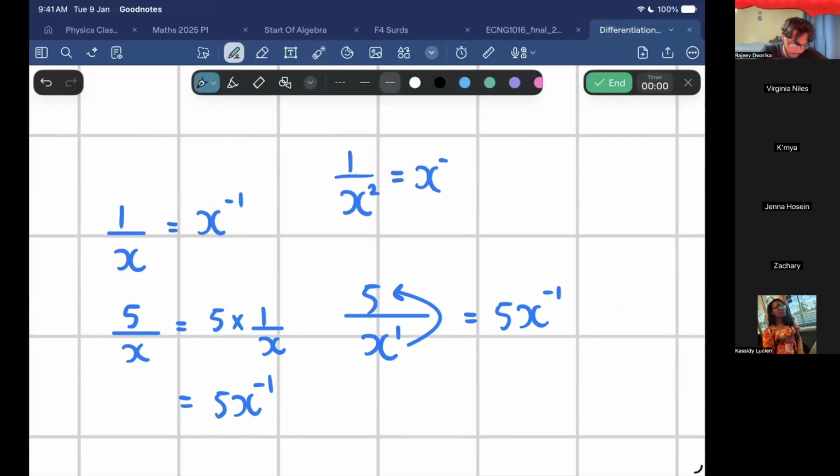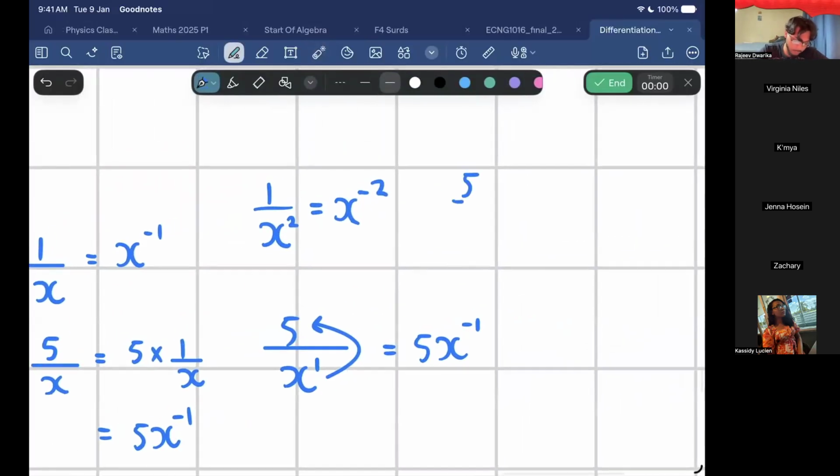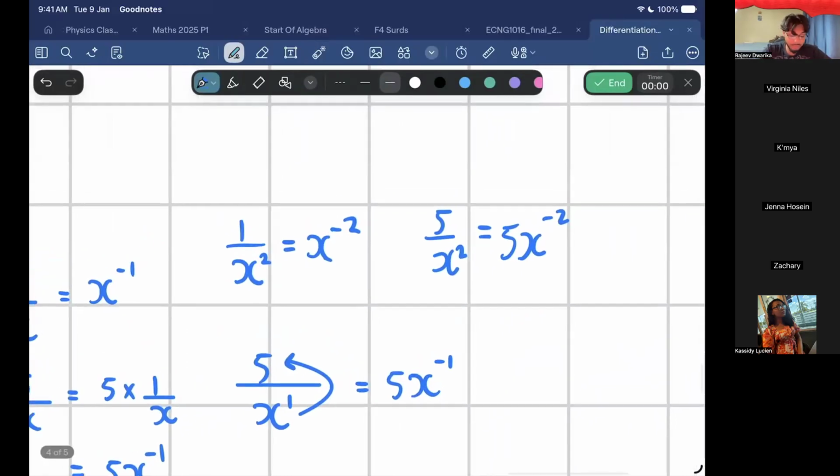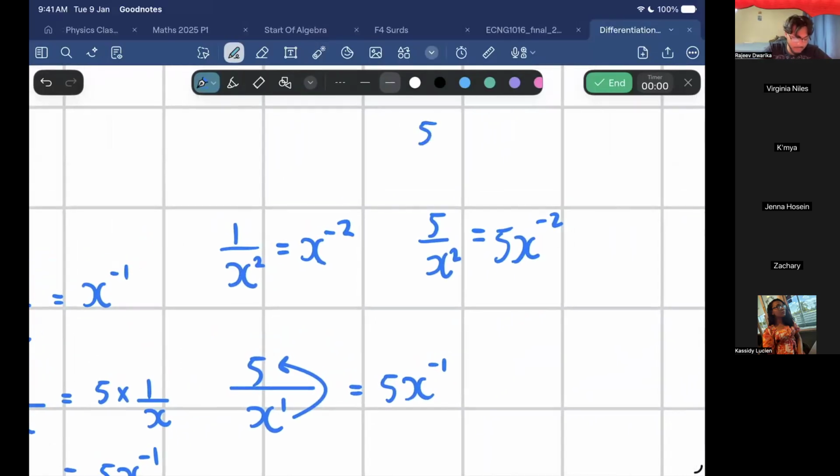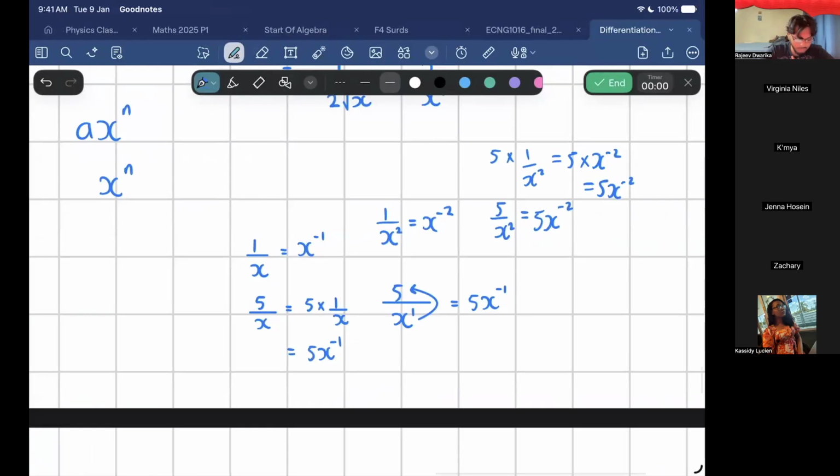That's all. So if I had 5 all over x squared, what would that be equal to? 5x to the power negative 2. Right, because 5 over x squared is the same thing as 5 multiplied by 1 over x squared, which is 5 times x to the power negative 2, which is 5x to the power negative 2. Okay. Good.